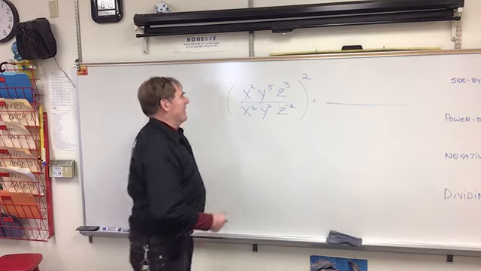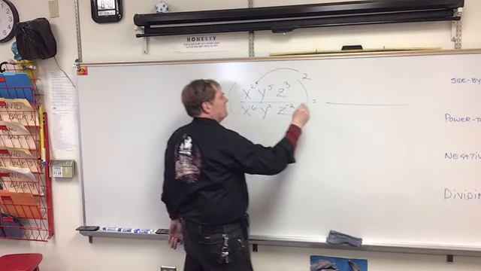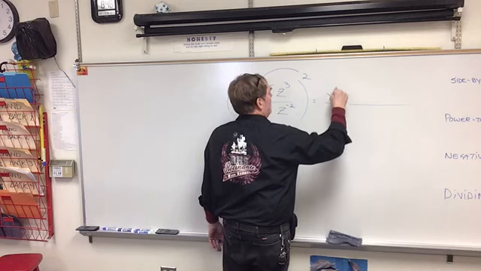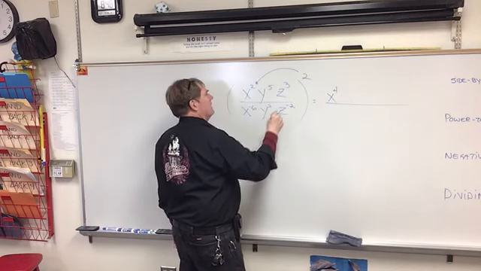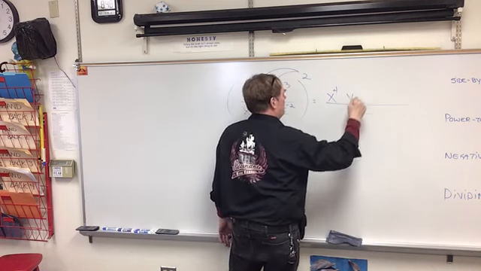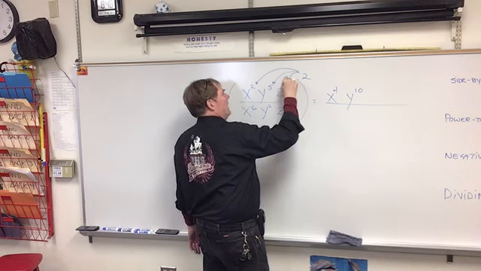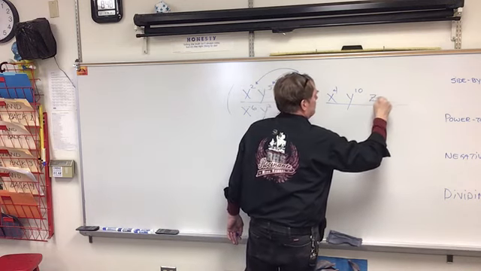Okay, here we go. Who gets a 2? Everybody. What's 2 times 2? X to the 4th power. What is 2 times 5? Power to a power multiplies. Y to the 10th power. Power to a power multiplies. Z to the 6th power.